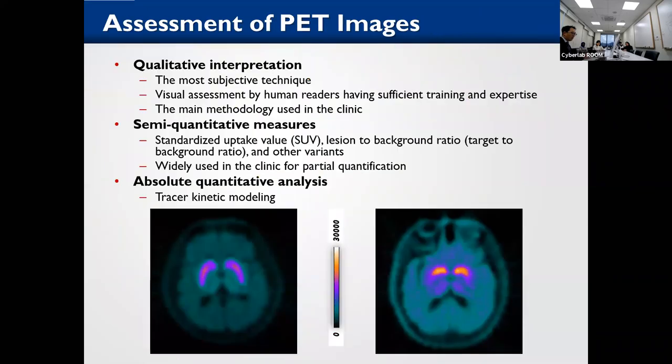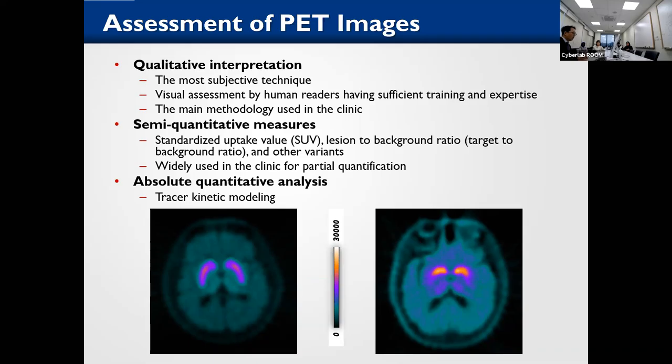But in clinics or research, we use three different types of assessment or interpretation of PET images. The first one is visual interpretation. We just focus on the hot and cold regions, not the amount of the image values. In some cases, visually judging high and low is enough for the job, but for some jobs it is not enough. So we need to know how much activity the hot region has, and how much activity the low region has.